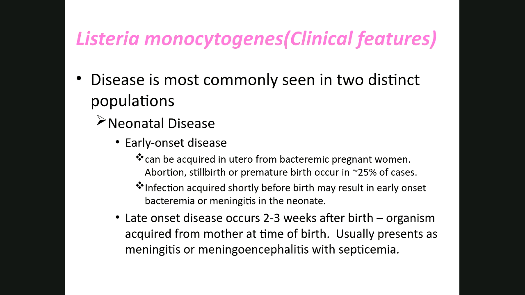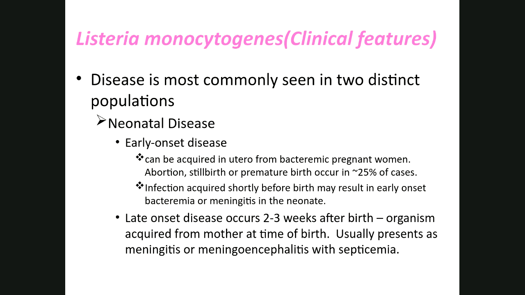Now you have to remember that in early onset disease, the infection is acquired within the uterus. Now the second type of the early onset disease is that infection is acquired not in the uterus but shortly after birth. Now if the infection is acquired shortly after birth, then the child is already born, so this will produce sepsis, septicemia, or meningitis in the neonate.